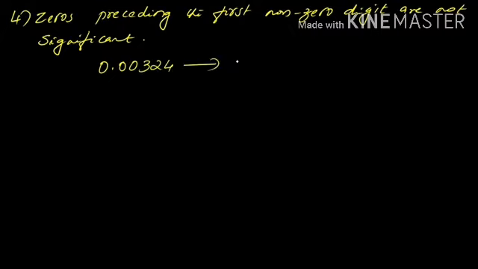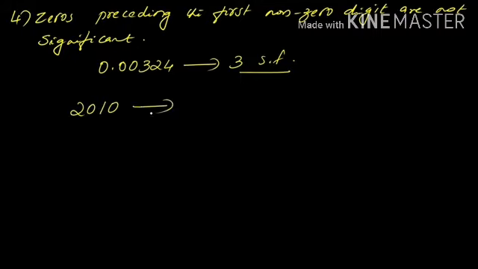For 0.00324, here we have only 3 significant figures. We should not count the 0.00 because all the zeros are coming before any non-zero digit. Only zeros are there. In between, no non-zero digits are coming.